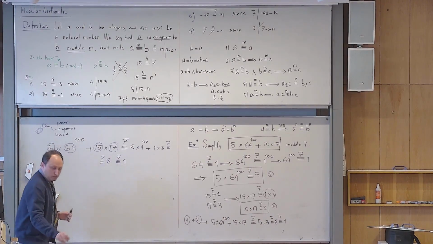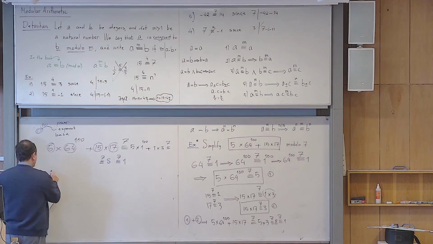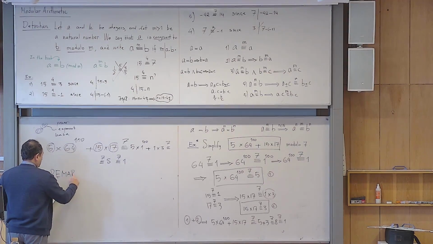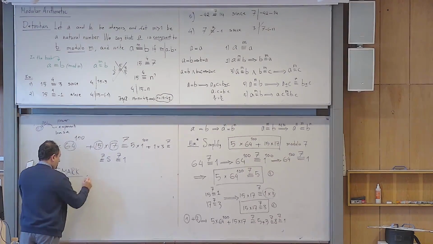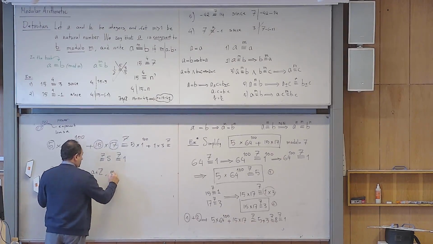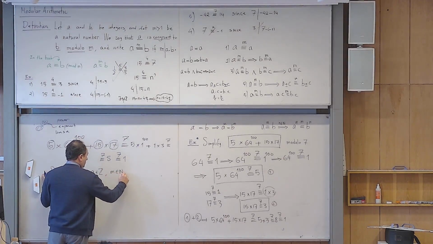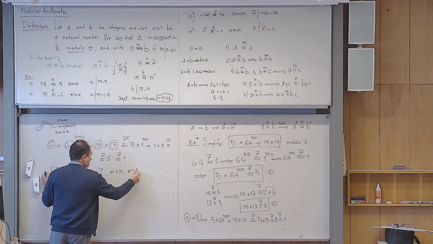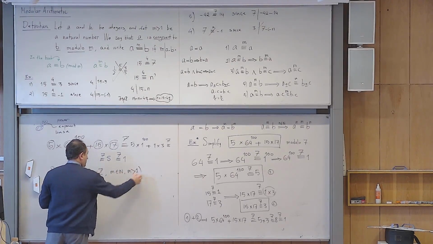This is the important remark. This is also a very important topic for the exam, okay? Let us say that a is an integer, and let us say that m is a natural number. Of course, to be a modulus, m should also be greater than 1. So let us assume that this is the case.